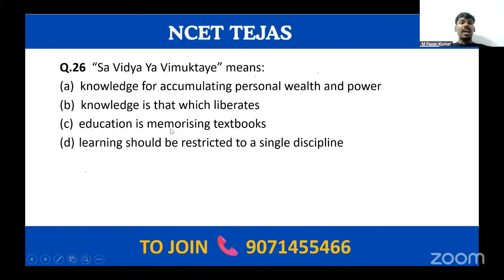Sa Vidya Ya Vimuktaye means: option A, knowledge for accumulating personal wealth and power. Option B, knowledge is that which liberates. Option C, education is memorizing textbooks. Or option D, learning should be restricted to a single discipline.